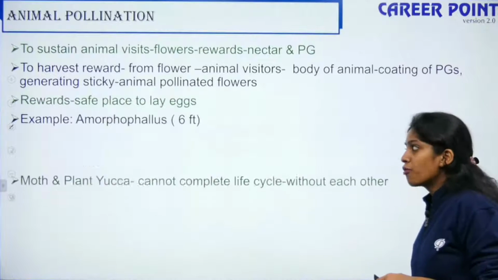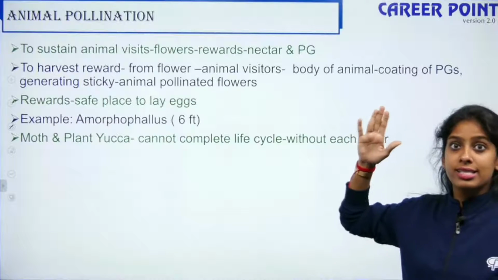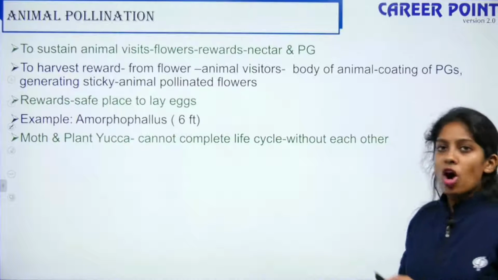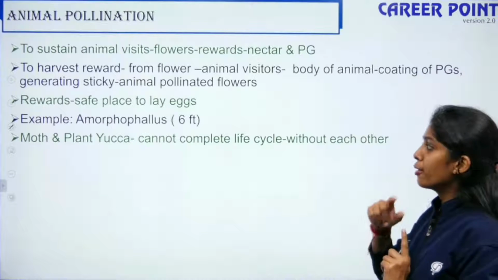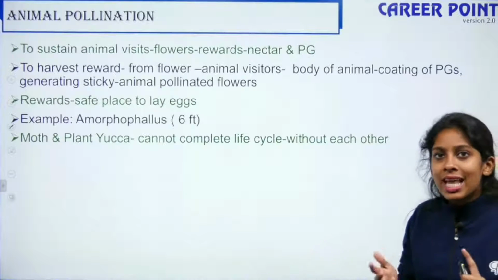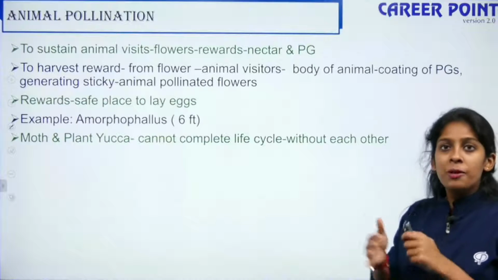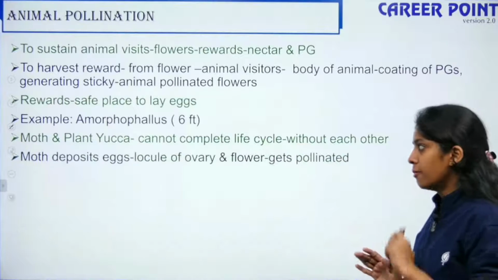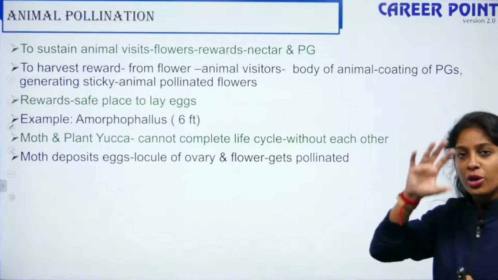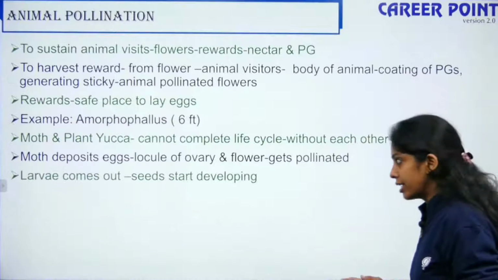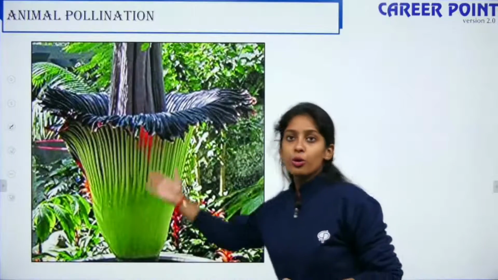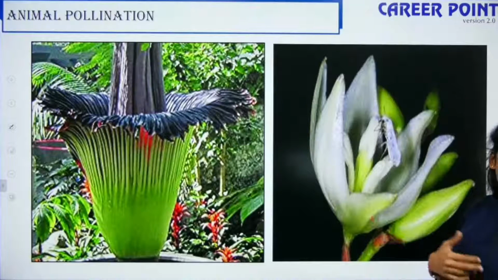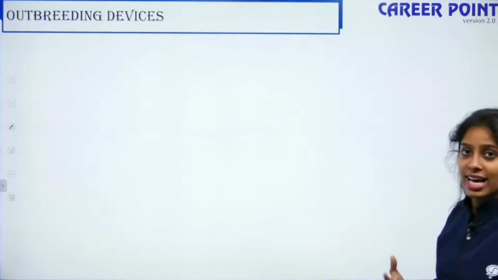Fine. So an example is the Amorphophallus flower. This flower is huge. The flower itself is 6 feet tall, and the pollinator can safely go and lay eggs inside. Then there is the moth and the yucca plant. A moth is a type of insect and yucca is a plant. They cannot complete their life cycle without each other. They are so close that the pollinator of the yucca plant is the moth, and the moth has to lay eggs inside the plant itself, right? So the moth deposits eggs in the locule. Locule is the cavity of the ovary, and the flower gets pollinated. So you can see the flower. This is the huge Amorphophallus flower, and this is the yucca and this is the moth. How beautiful in nature, a lot of things live in synchronization, right?